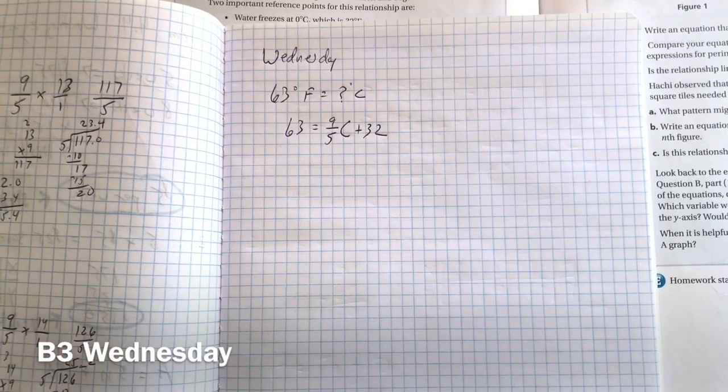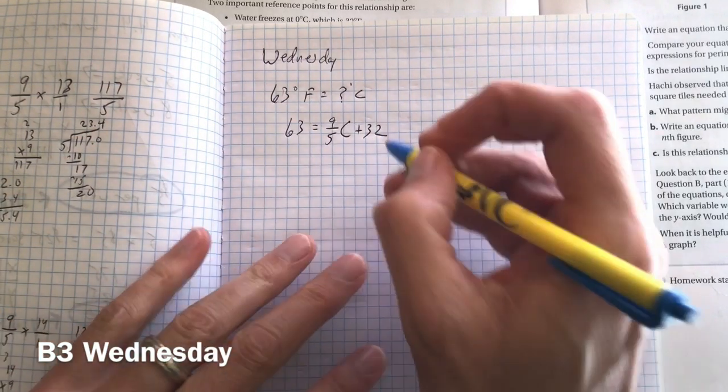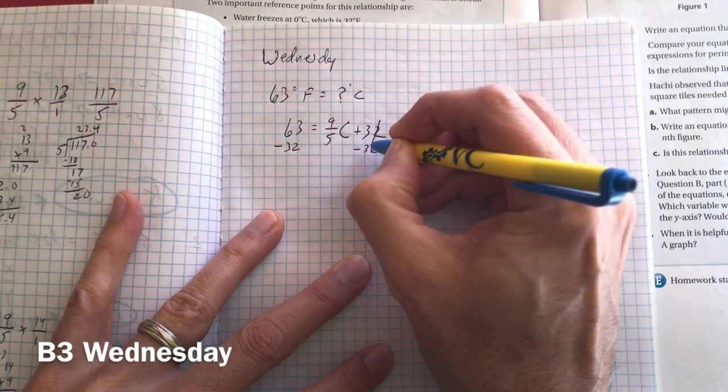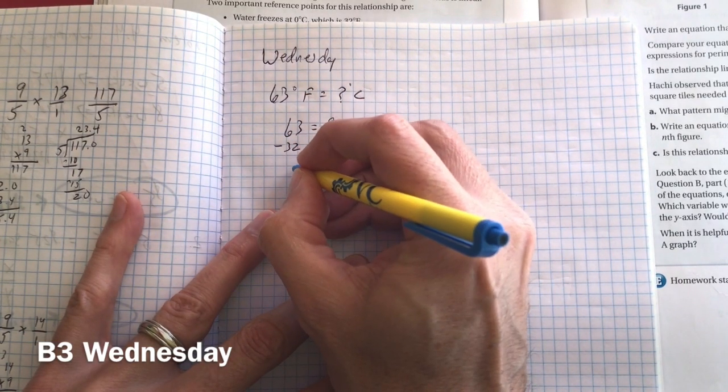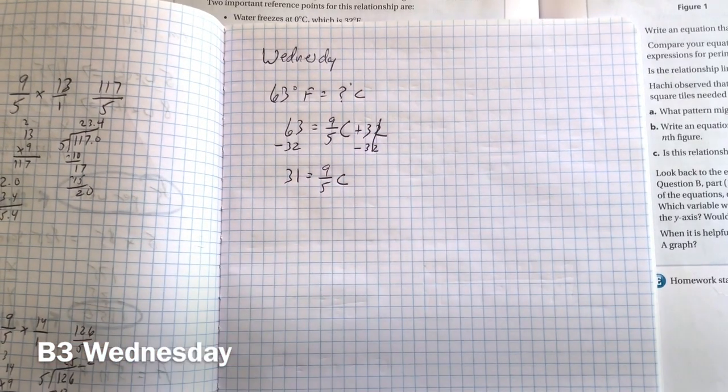So this is a regular old pouches and coins situation here, guys. We need to make sure we look at this. We've got these two coins, and we need to get them together. So I'm going to do minus 32 here and minus 32 here. This is going to cancel, and this ends up being 31 equals 9/5 C.